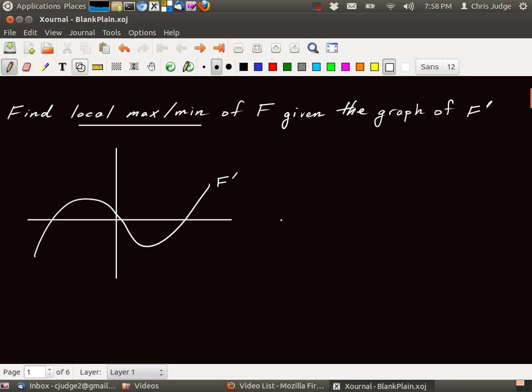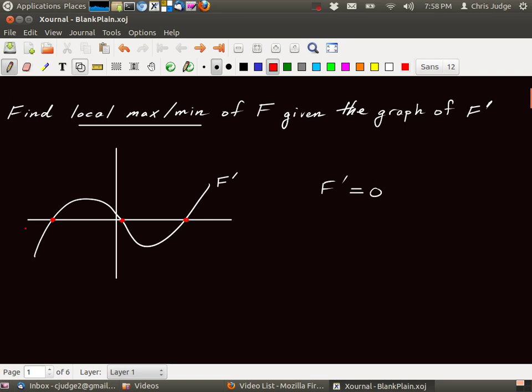The key thing to remember is that local maxes and mins satisfy f prime equals 0. They're critical points. Well, in terms of the graph, what points are those? Those are the places where the graph meets the x-axis. So these are going to be our possible candidates for local maxes and mins.